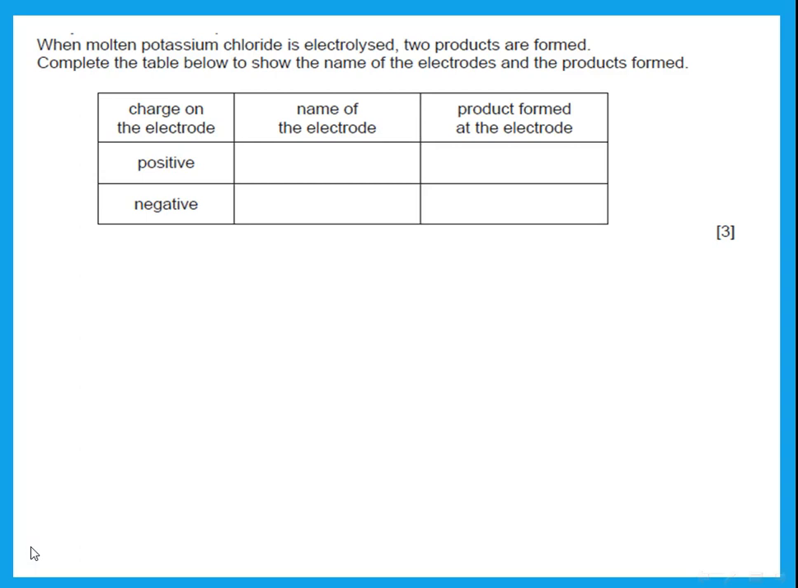Okay, molten potassium chloride is electrolyzed. Two products are formed. Complete the table below to show the name of the electrodes and the products formed. So first of all, we want to name the electrodes. If the electrode is positive, it is called what? The positive electrode is called the anode and the negative electrode is called the cathode.